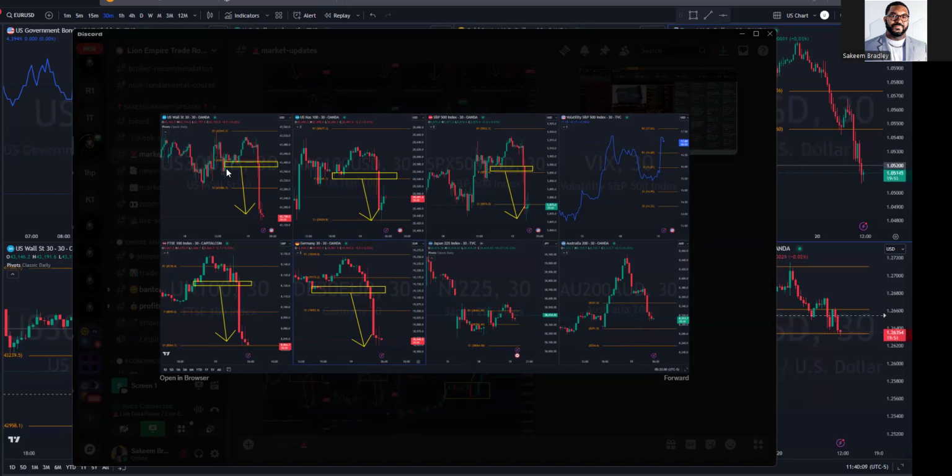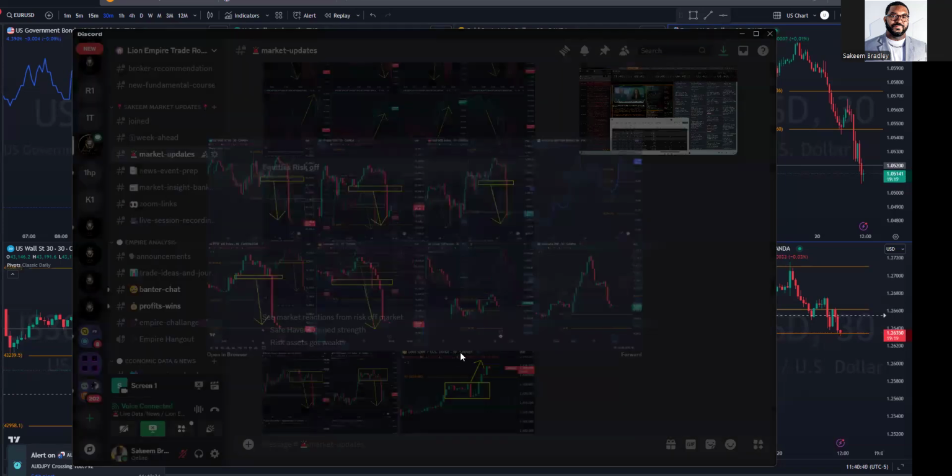So you're expecting this to give you that initial reaction, and you're entering on the breaks of structure once you're confirming that the whole market is moving in a risk off environment. Once you can confirm that, this is what helps you take advantage of these trades. When we break support, that should be your entry. It could happen on the 15-minute, the 30-minute, the 5-minute. You're just looking for structure to break. That break of support is where your entry is going to be.